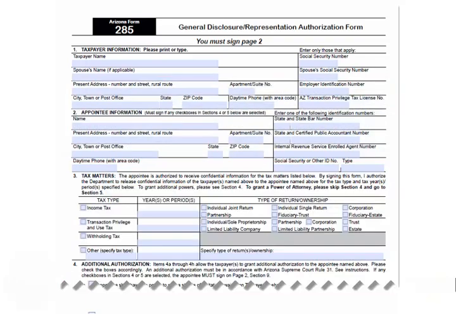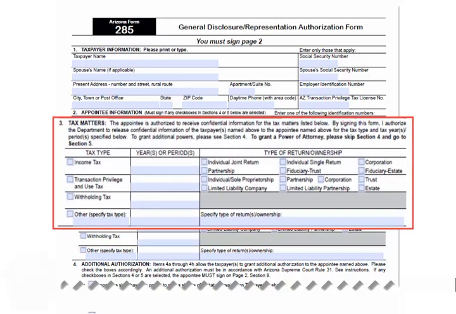The Form 285 may be used for more than one tax type. Section 3 is used to indicate the tax matters the form will be covering. The taxpayer must check boxes to specify what tax types are covered by the authorization. The taxpayer must also specify the tax years or tax periods that the authorization will cover. It is also necessary to check the box that properly describes the ownership of the taxpayer.